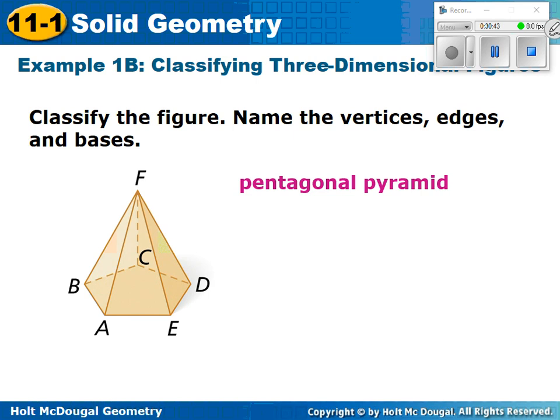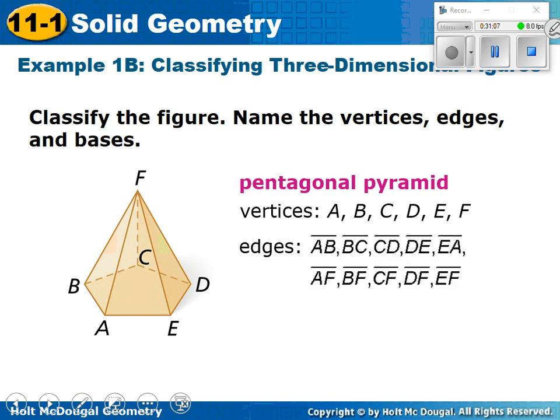Vertices. How many vertices did this have? 6. Every letter represented a vertex in this picture. So you would just list those. The order that you list them would not matter. Just make sure that you have commas in between them. Edges. How many edges did this have? 10. All 5 around the base, and then all 5 going up slanted to the point F. When you name those, remember that you have to put line segments above them and separate each line segment with a comma. Okay, so there should have been 5 around the bottom, 5 slanted up. Every line segment becomes an edge. Are we good?